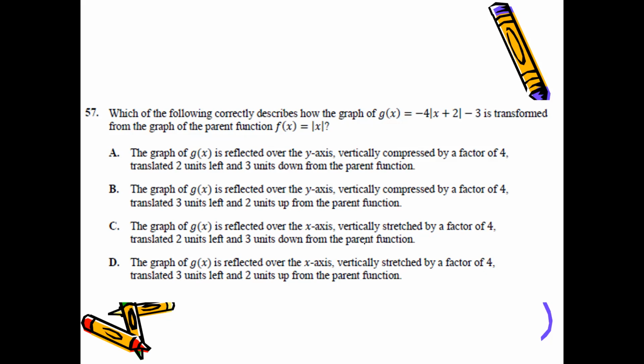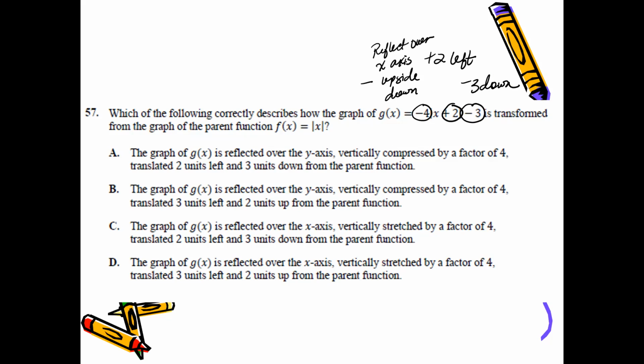Okay, so which of the following describes this graph? This graph is 3 down. Positive 2 is 2 to the left. Negative means that it's going to be upside down. Although when I say upside down, they will say reflect over x-axis. It basically means the same thing. It's just a fancier way of saying it's flipped over the x-axis.